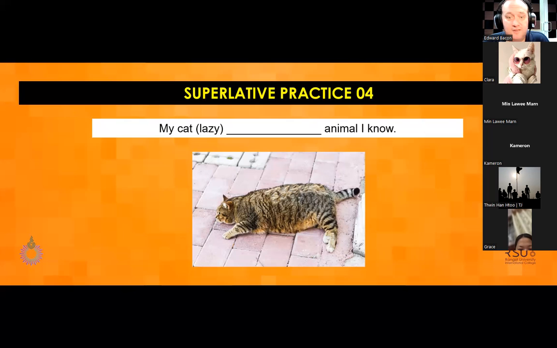How would you finish this sentence? My cat is the laziest animal I know. Yes, okay. So this is a two-syllable one. You have to be careful. Lazy. Because sometimes two-syllable words can use more or most, or ER or EST.